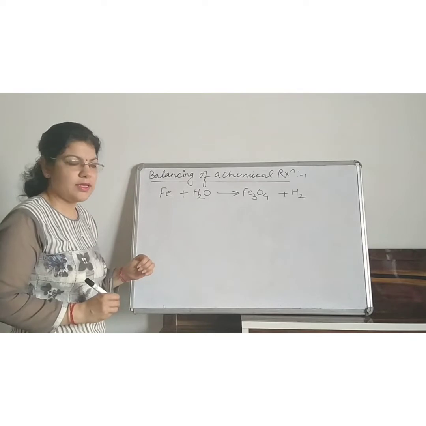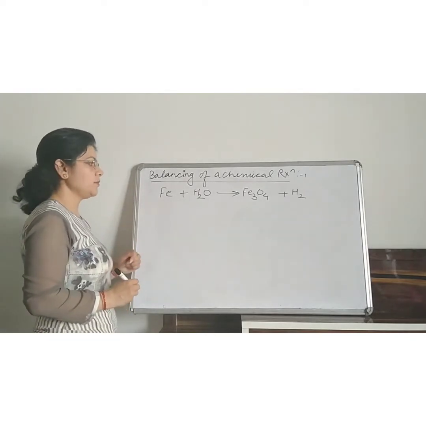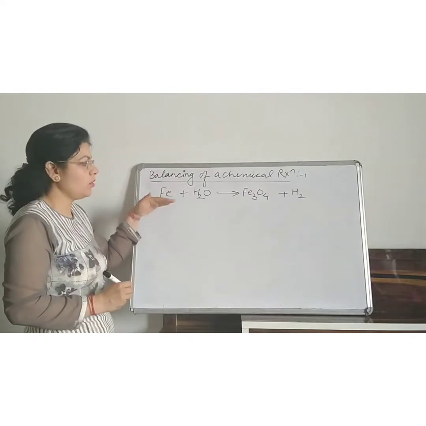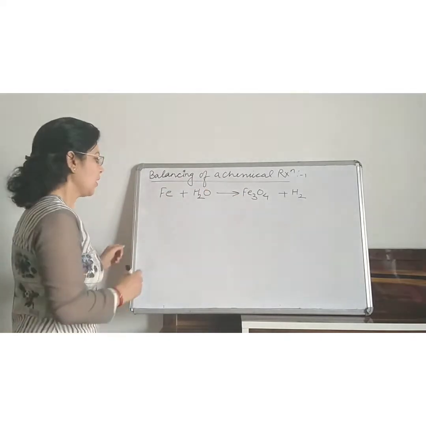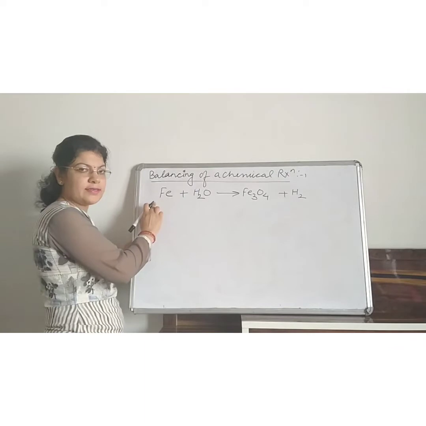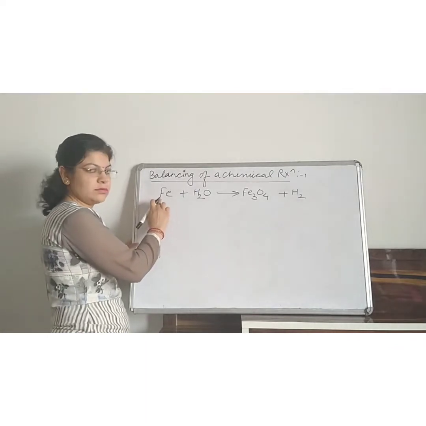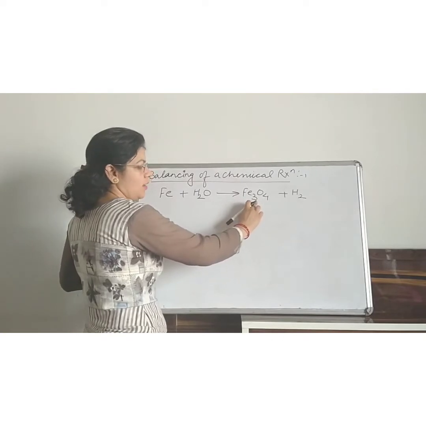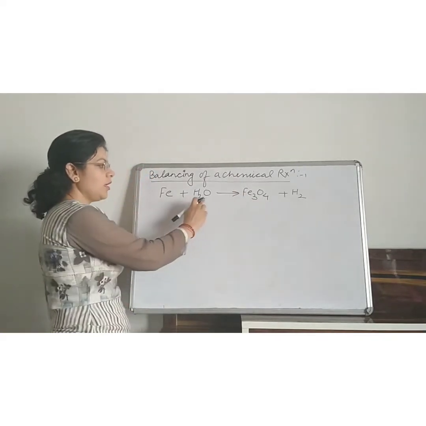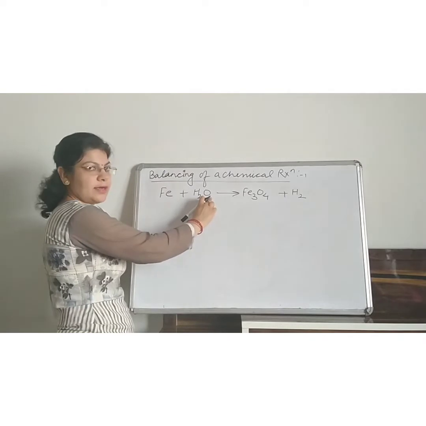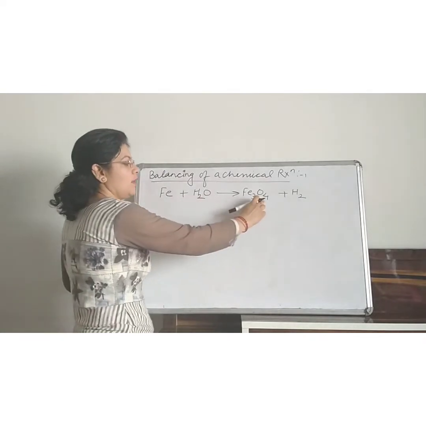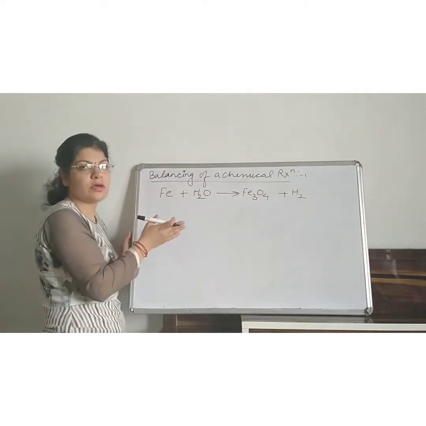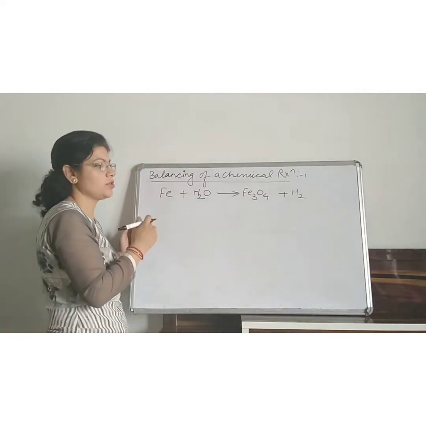How is it unbalanced? See the number of atoms on both the reactant side and the product side. The number of atoms of iron on the reactant side is 1, and on the product side the number of atoms of iron is 3. Similarly, the number of oxygen atoms on the reactant side is 1 and on the product side is 4. Therefore, it is not a balanced chemical equation.